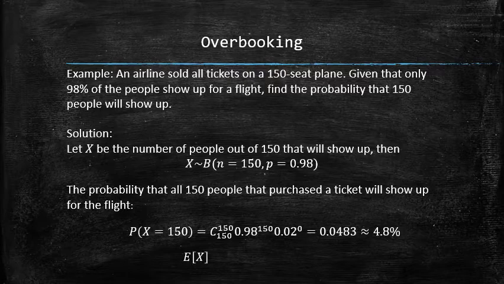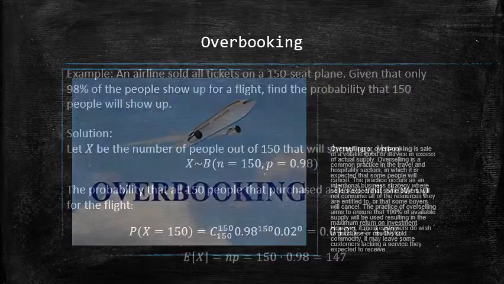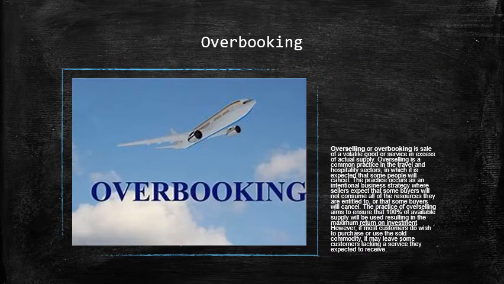In addition to finding this probability, we can also find and interpret the expected value, which is equal to 147. In this context, we expect only 147 passengers to show up for the flight. So what does that mean? This means that we can sell more than 150 tickets for a 150-seat plane. And since not everyone is going to show up, we can make more money by selling more tickets. This practice is called overbooking.